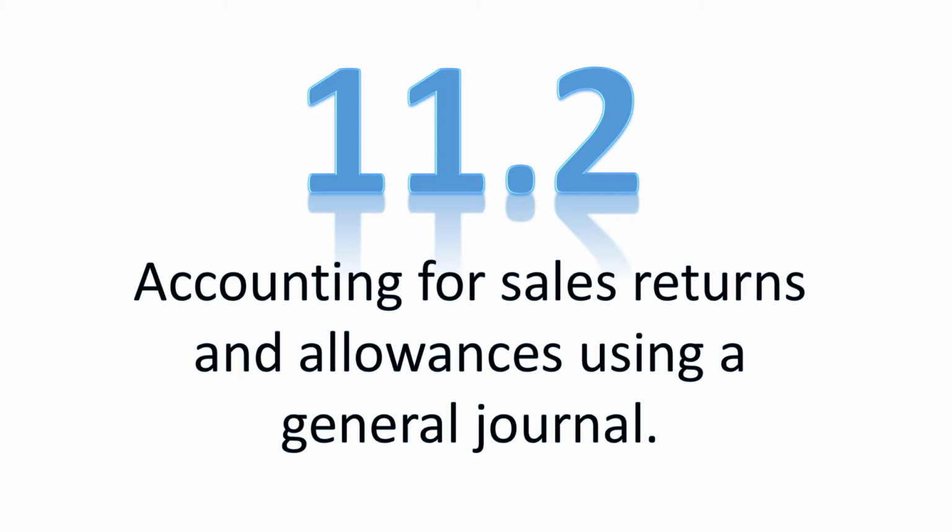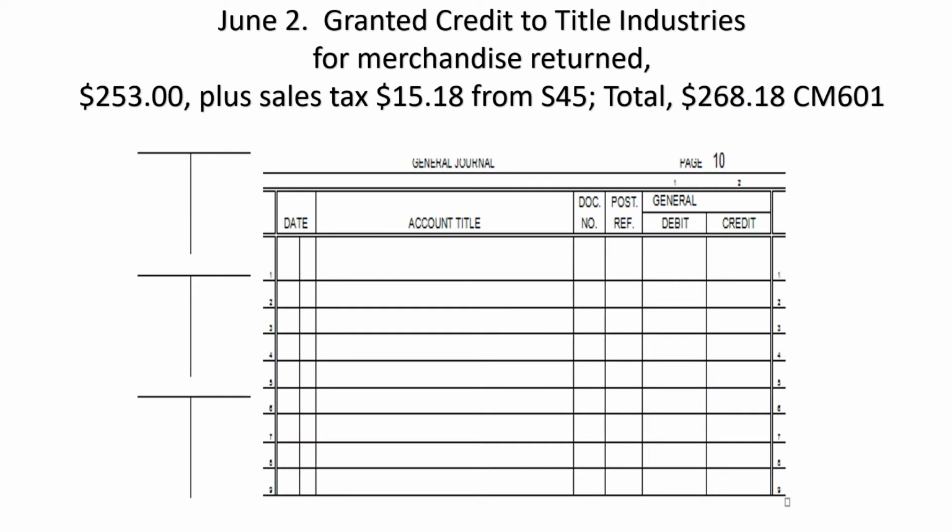make a change. So in the first transaction, June 2nd, we granted credit to Title Industries for merchandise return, $253 plus sales tax of $15.18 from S45 for a total of $268.18, credit memorandum 601.